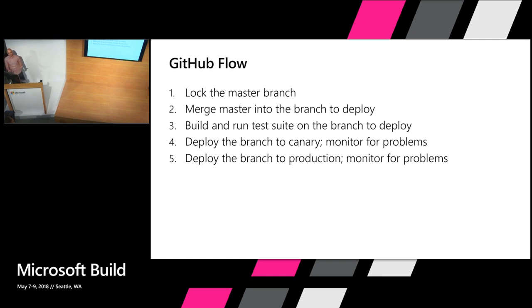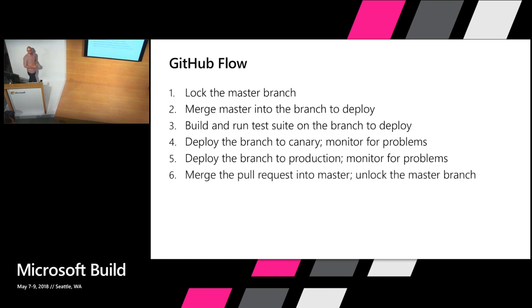Once you're confident that your change went well, then you merge the pull request. And what that does is it unlocks master, so the next person can do their test deployment. This is really cool, and I like it a lot. If you want to do continuous deployment, I really recommend this strategy. The problem is it stops scaling at some point.